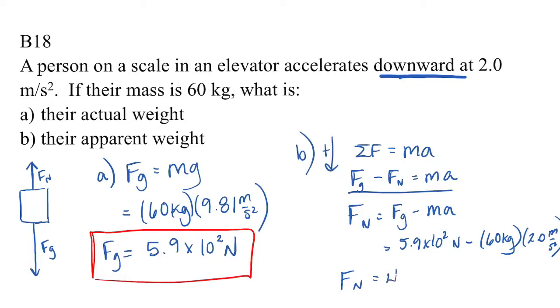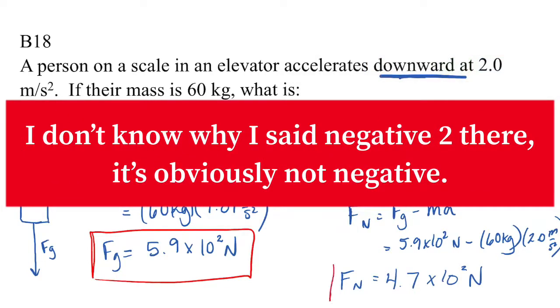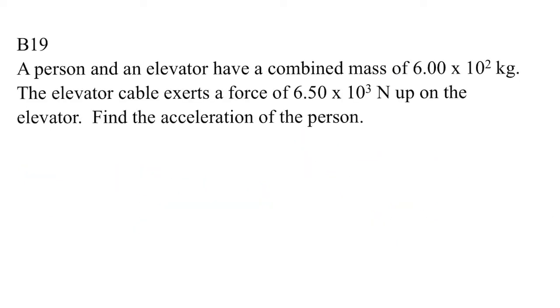So my normal force is 4.7 times 10 to the 2. That actually makes sense, because my normal force should be smaller than my gravitational force at this point since it is accelerating downwards. That means your apparent weight is much less, and the scale will read less for you. So how nice is that?